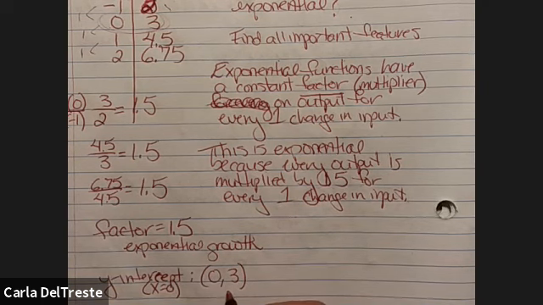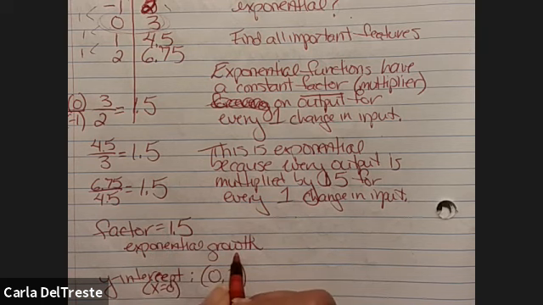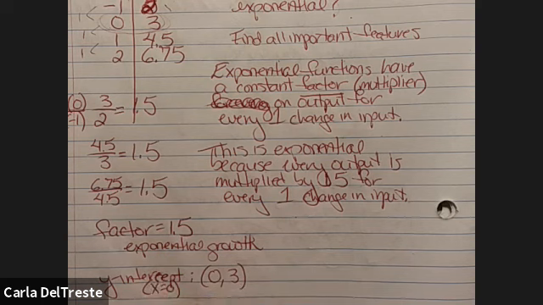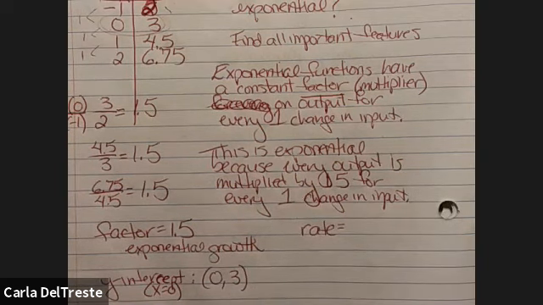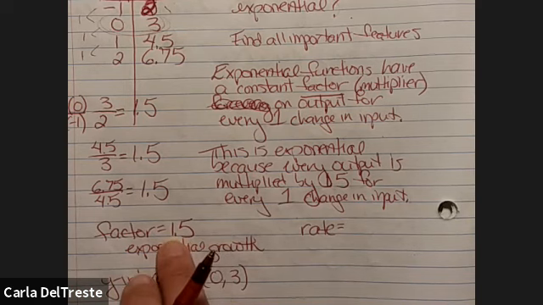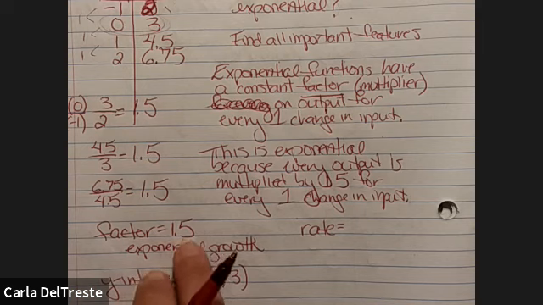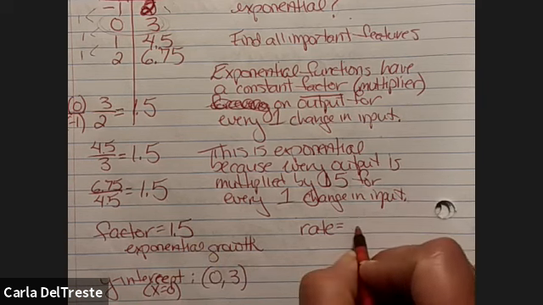And then, last but not least, I need to figure out the rate of growth. I know it's growth. I know the factor. I need to figure out the rate of growth. Rate, remember, is the percent change. Factor is the percent you keep. If I convert this to a percentage, that means that I'm keeping 150% every time. Every time my next value is 150% of what it was previously. But I don't want to count the original 100.